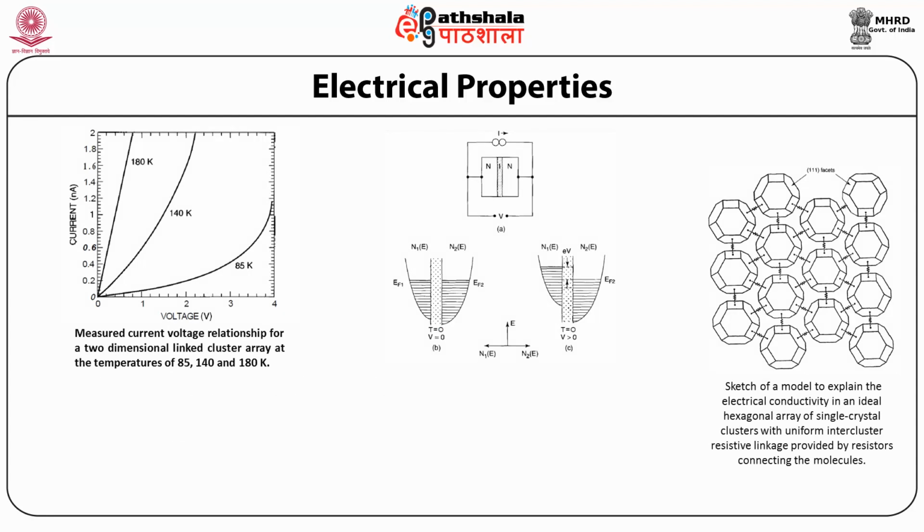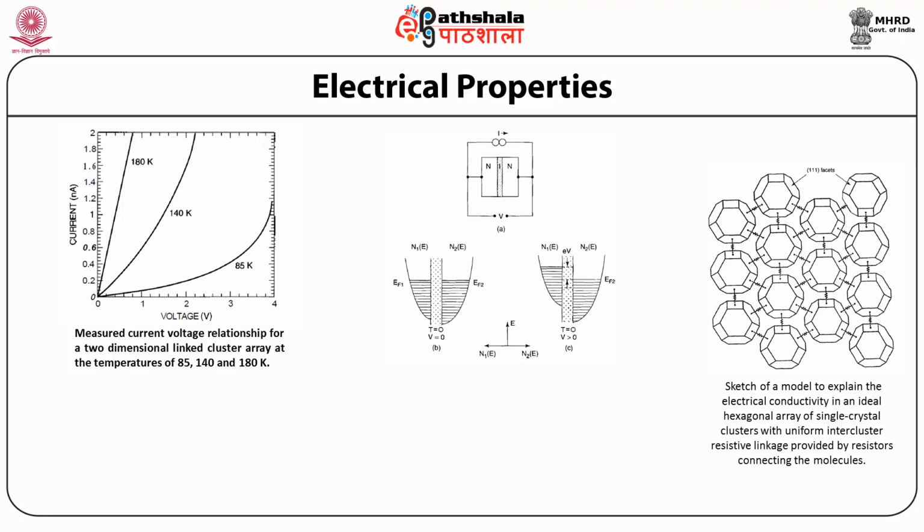The figure gives the result of the measurement of linked clusters at a number of different temperatures. The conductance G, which is defined as the ratio of current to voltage, is the reciprocal of the resistance R, equal to V by I, which is equal to 1 by G. The data in the figure shows that linking the gold nanoparticles substantially increases the conductance. The temperature dependence of the low voltage conductance is given by G is equal to G naught e to the power minus E by kT, where E is the activation energy.